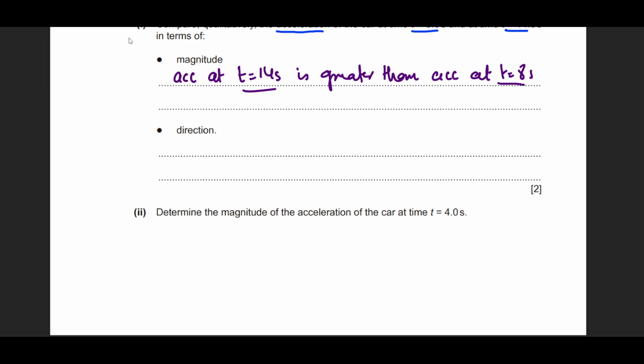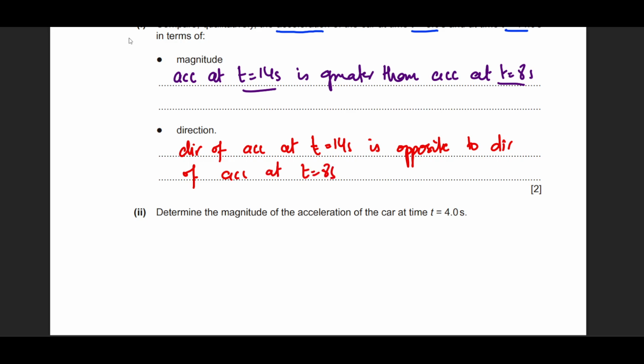So in terms of direction, purely direction, we can say that the direction is opposite in comparison with each other, right? So what we can say using the timestamps is that the direction of acceleration at t equals 14 seconds is opposite to the direction of acceleration at t equals 8 seconds. Then you get the full marks.